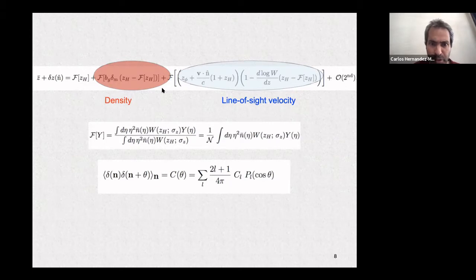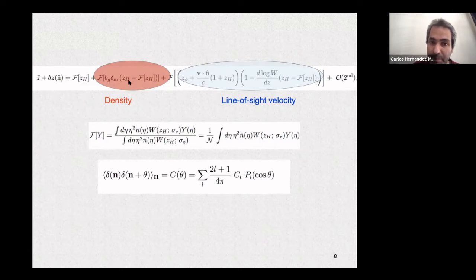So here I have written some equations. This is the functional f of function y, which is simply the integral of y along the line of sight, weighted by the average number density of tracers of galaxies, and weighted by the Gaussian weight, with a given width and a given central redshift. So in reality, what we're showing here is that the angular redshift fluctuations are just these two functionals of something that is related to the density of matter or the density of galaxies.